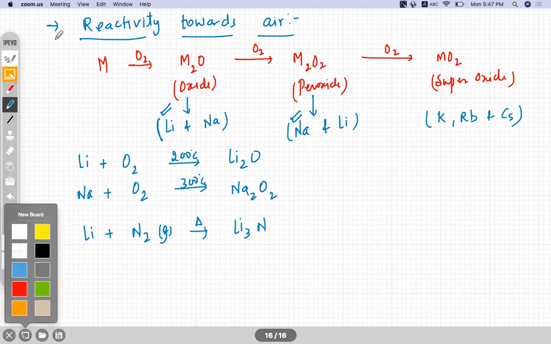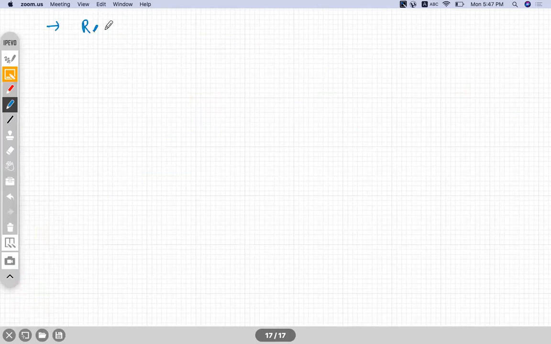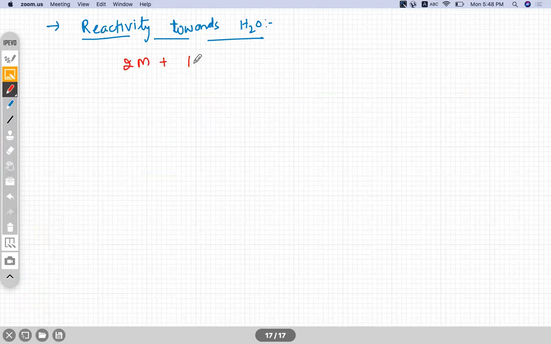Next, write down, reactivity towards water. The reaction is 2M plus H2O, it forms hydroxide, and hydrogen gas evolves. So alkali metals react with water, form hydroxides, and evolve hydrogen gas.